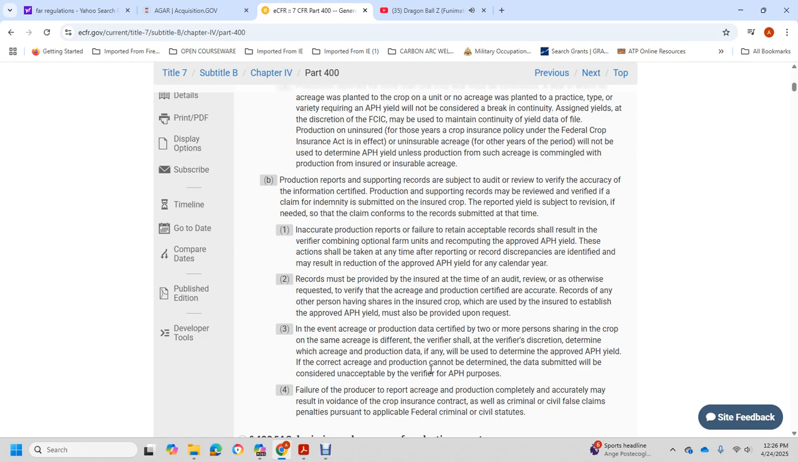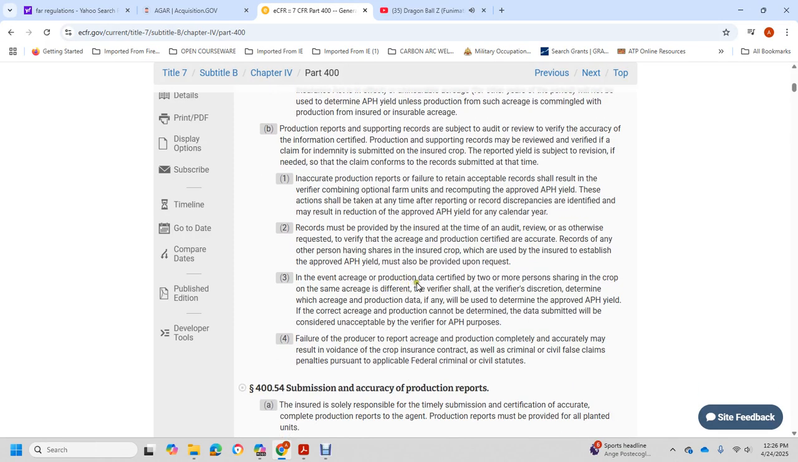Records must be provided to the insurer at the time of the audit and review, or otherwise upon request, to verify that the acreage and production certified are accurate. Records of any other person having a share in the insured crop, which the insurer used to establish the approved actual production history yield, must also be provided upon request.